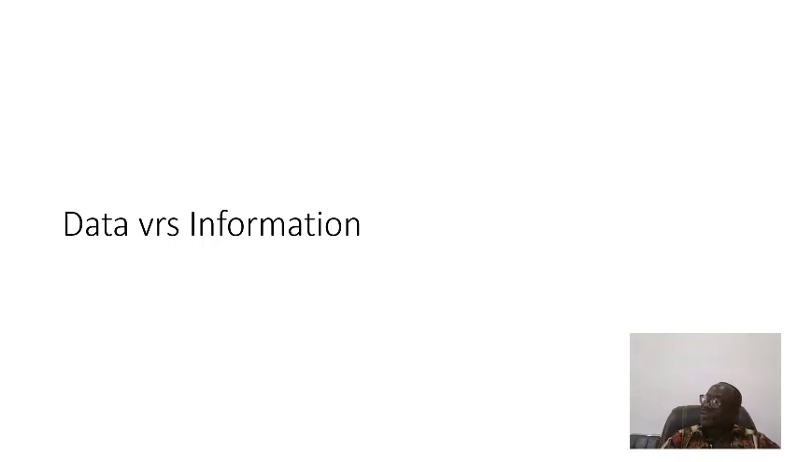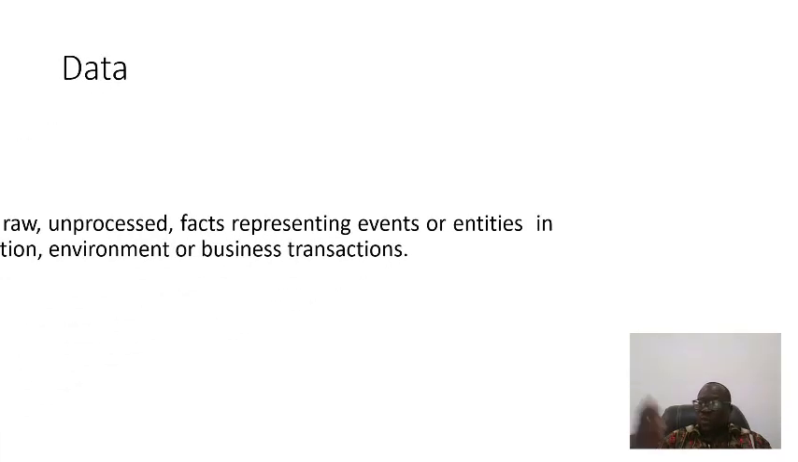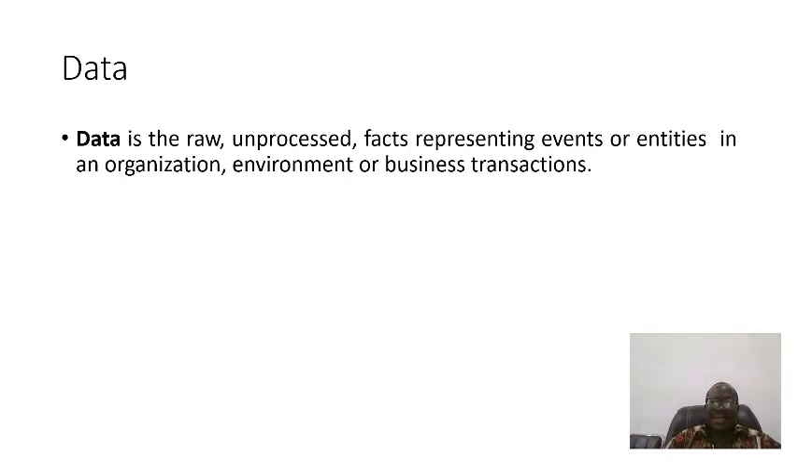Now let's look at the difference between data and information. These are the two major basic elements of ICT. ICT actually deals with data, and you transform the data to get your information. So first, let's look at data. We are saying that data is the raw and processed facts. Raw and processed facts representing events or entities in an organization, in an environment, or in business transactions.